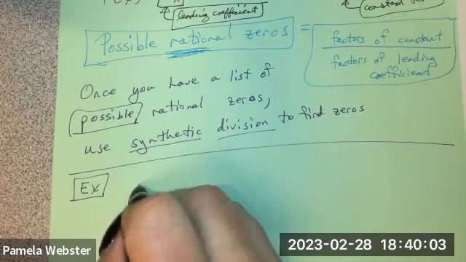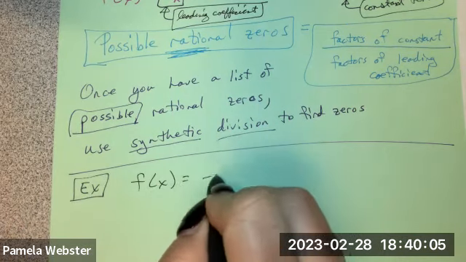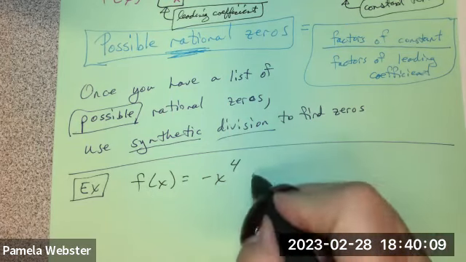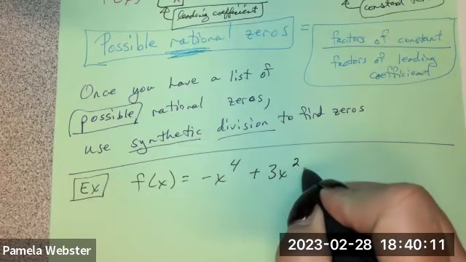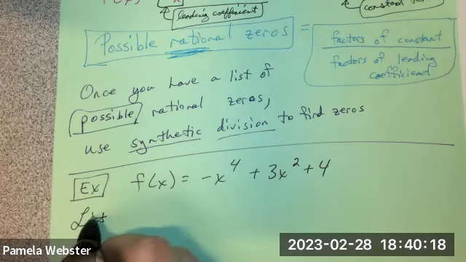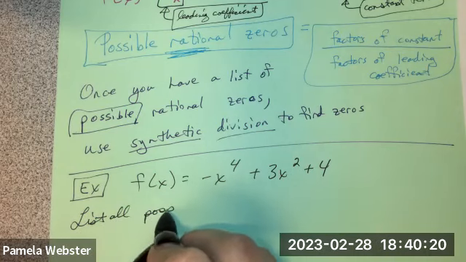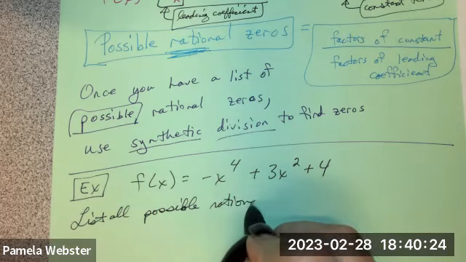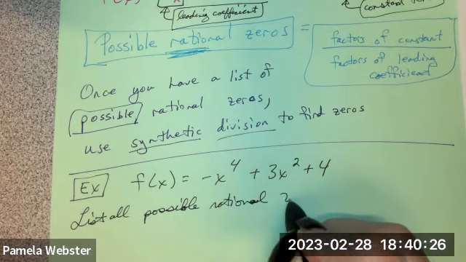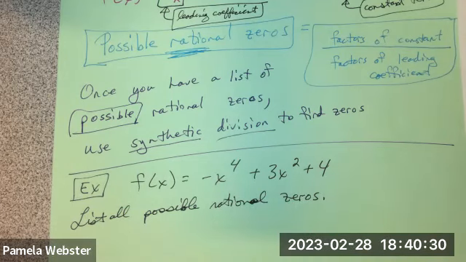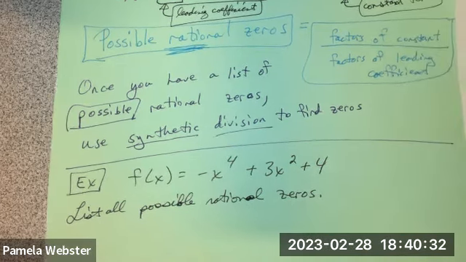It is f of x equals negative x to the 4th plus 3x squared plus 4. And the directions are going to say something like this: list all possible rational zeros. So list them all. What is possible?